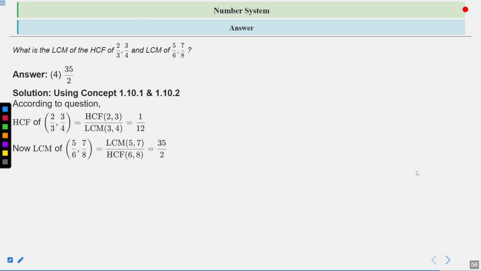Same way, the LCM of 5 by 7 and 7 by 8 will become the LCM of the numerator and HCF of the denominator. So we get 35 by 2. Now again taking the LCM of 1 by 12 and 35 by 2, we take the LCM of the numerator and HCF of the denominator. So we got 35 by 2. So the fourth one is the correct answer of this question. Next one.